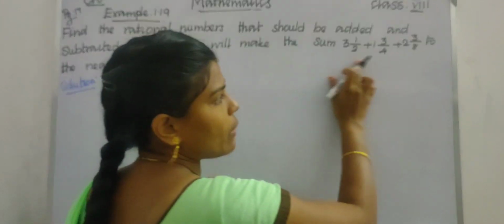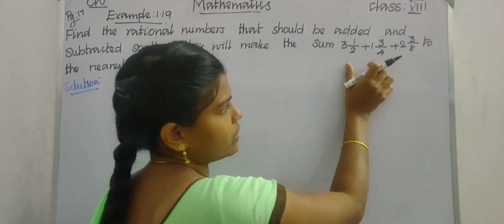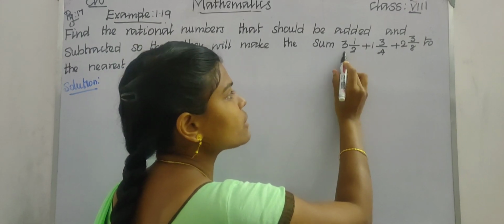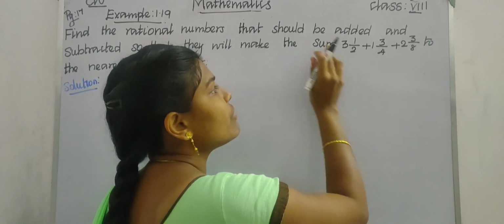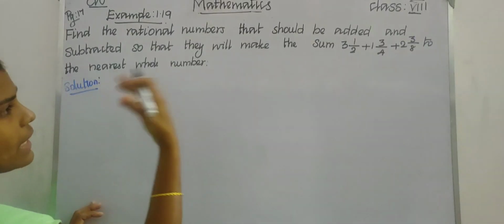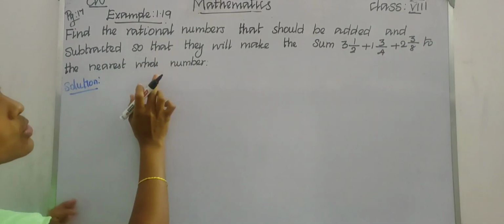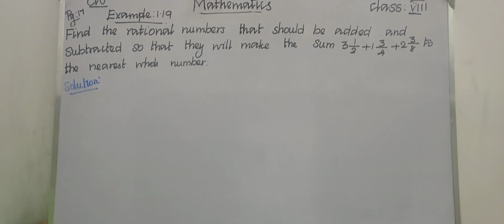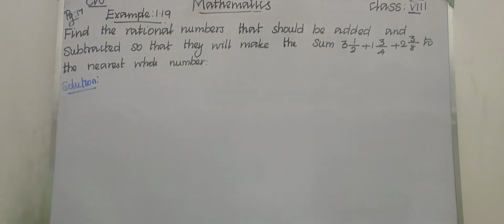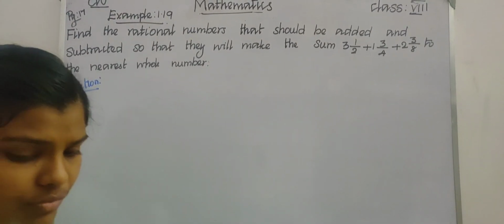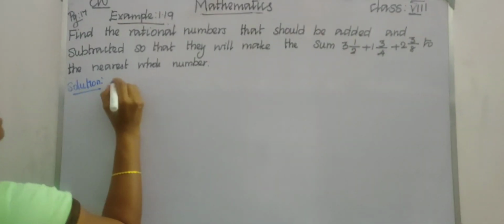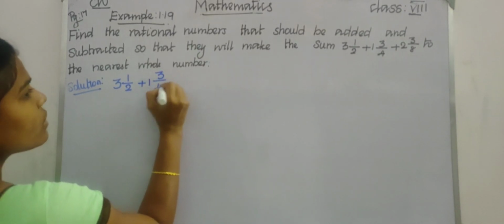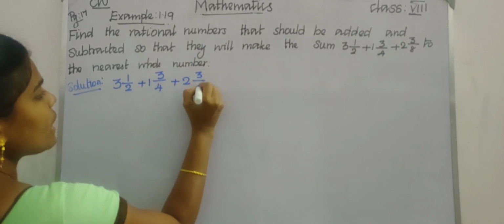First of all, we are going to add this and find the sum. We know this question is in mixed fractions, so the answer we get is also a mixed fraction. But we can either add or subtract, and we need to bring it to the nearest whole number. That is the question. Let us solve this. First, we find the sum of this addition. The question is 3 1 upon 2 plus 1 3 upon 4 plus 2 3 upon 8.